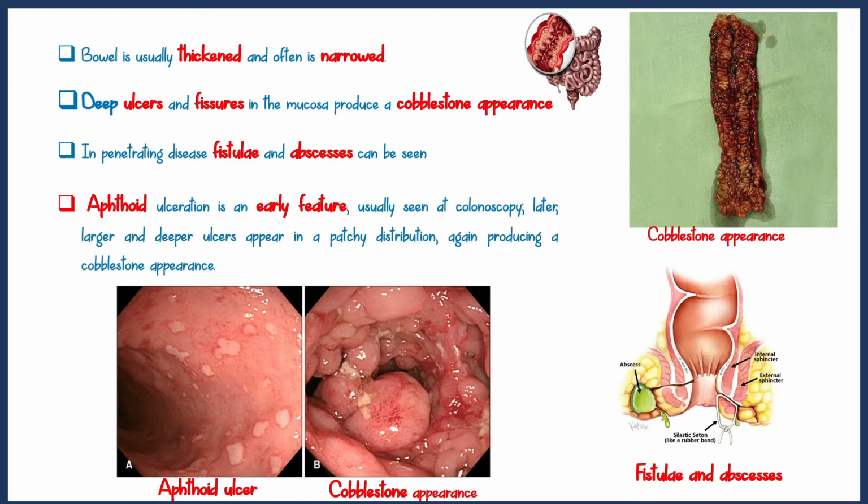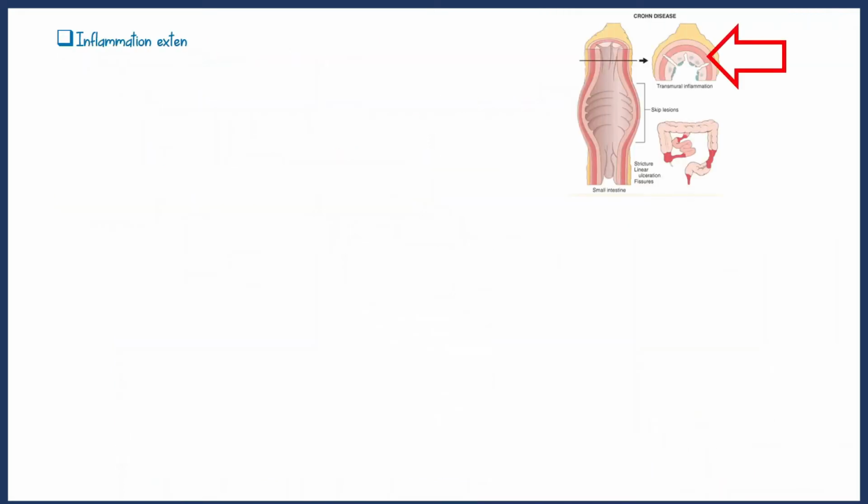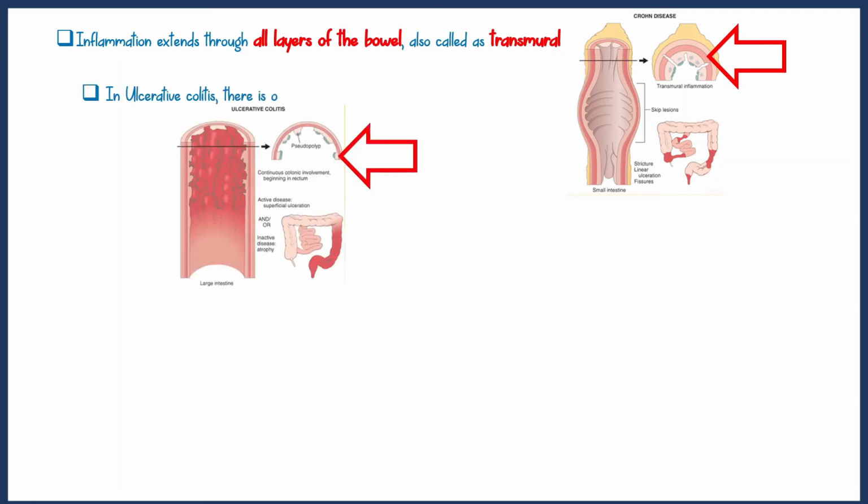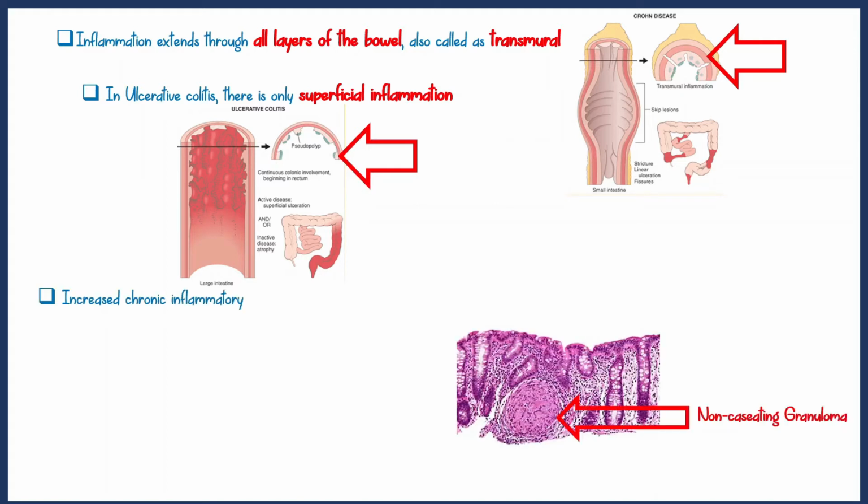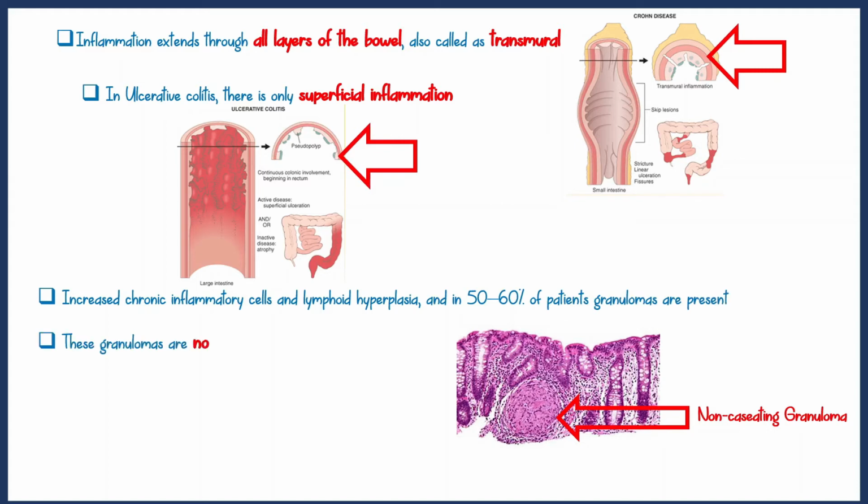In Crohn's disease, the inflammation extends through all layers of the bowel, also called transmural, whereas in ulcerative colitis there is only superficial inflammation. As well, in Crohn's disease there are increased chronic inflammatory cells and lymphoid hyperplasia, and in 50–60% of patients granulomas are present. These granulomas are non-caseating epithelioid cell aggregates with Langerhans giant cells.